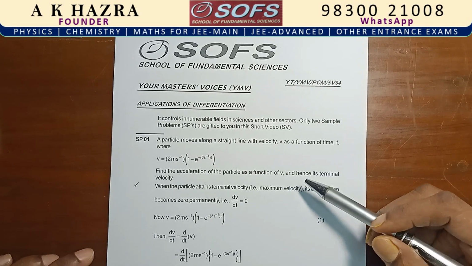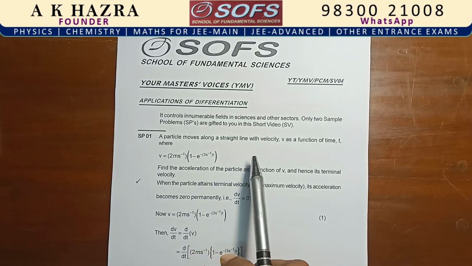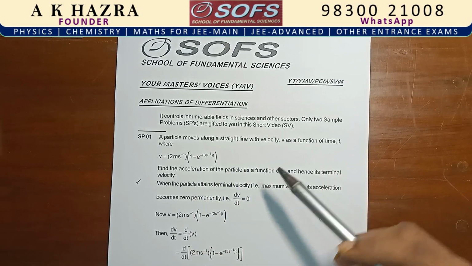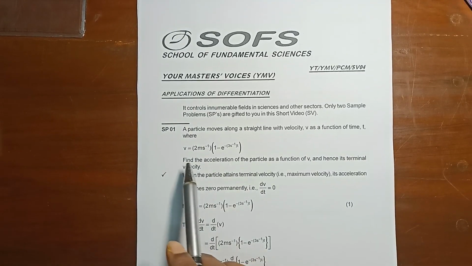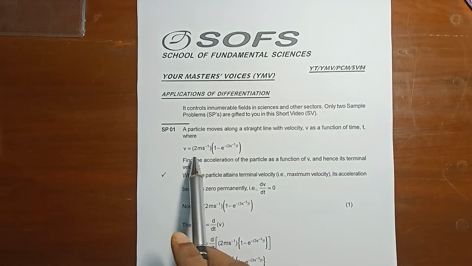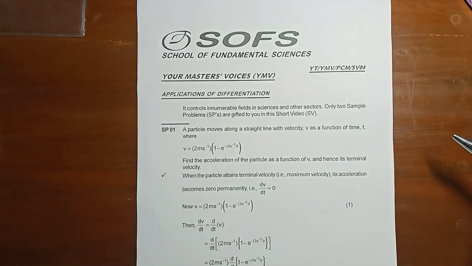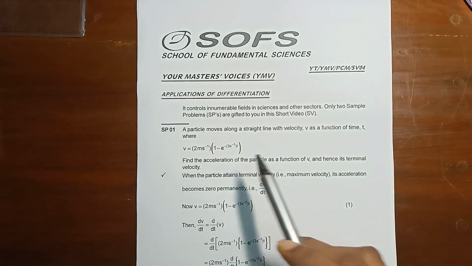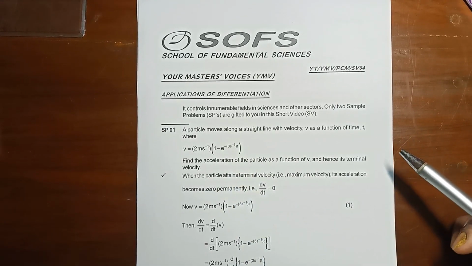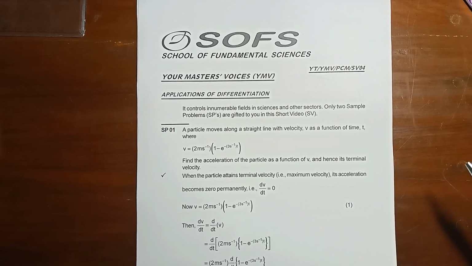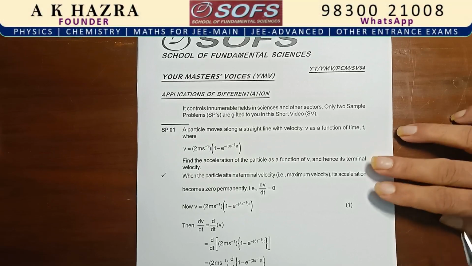You see sample problem 01. A particle moves along a straight line with the velocity given as a function of t. It is given v is equal to 2 meter per second (1 minus e to the power minus 3 per second t). Now we have to find the acceleration as a function of v and hence the terminal velocity of the particle.